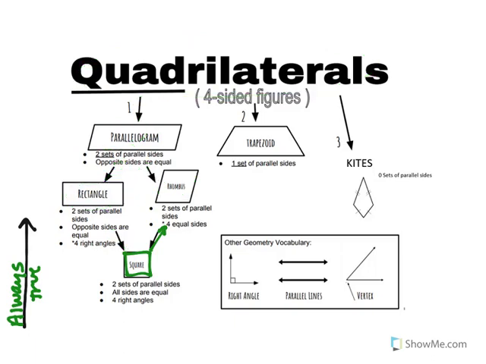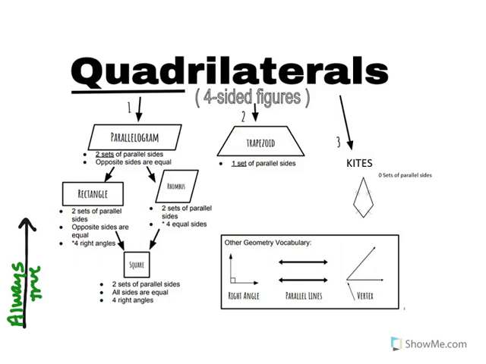Let's look at another example. If I start at trapezoid and move up, another name for a trapezoid would be quadrilateral because it is a four-sided shape. A trapezoid is a specific type of quadrilateral.